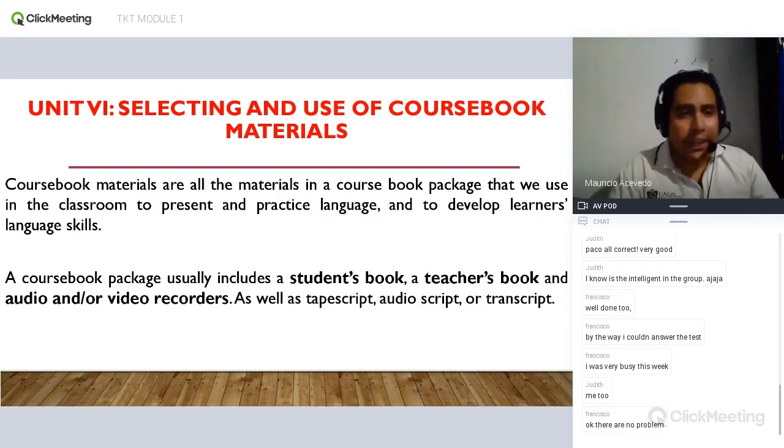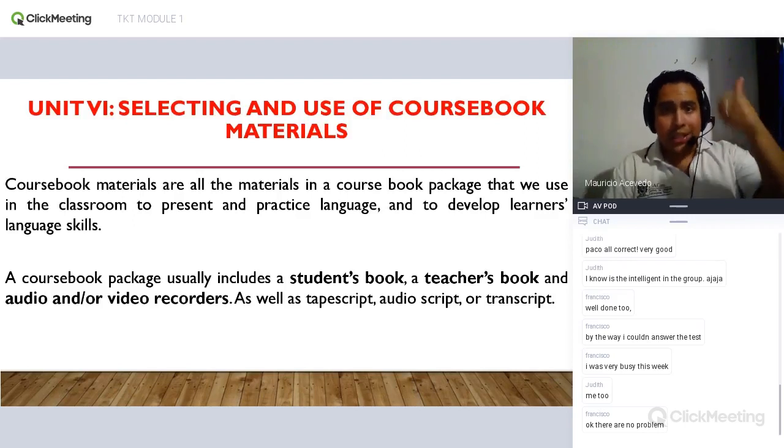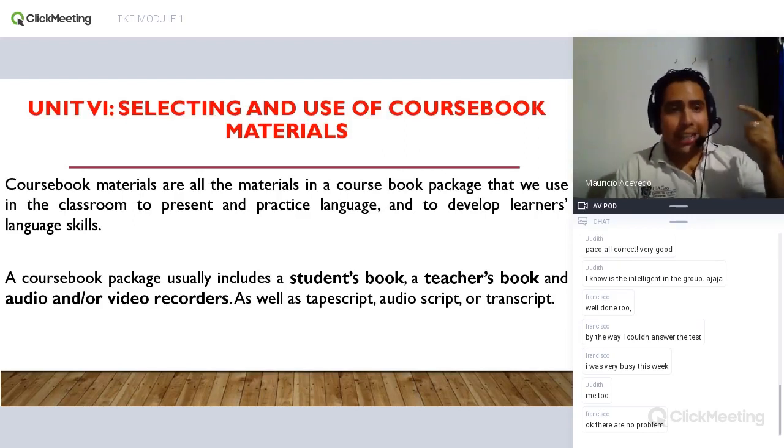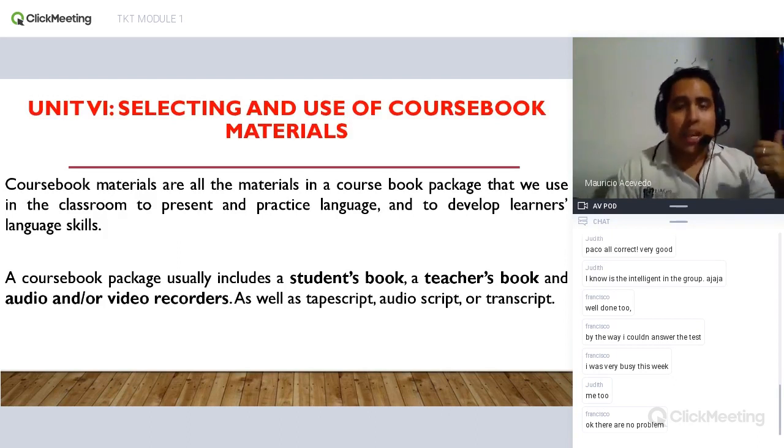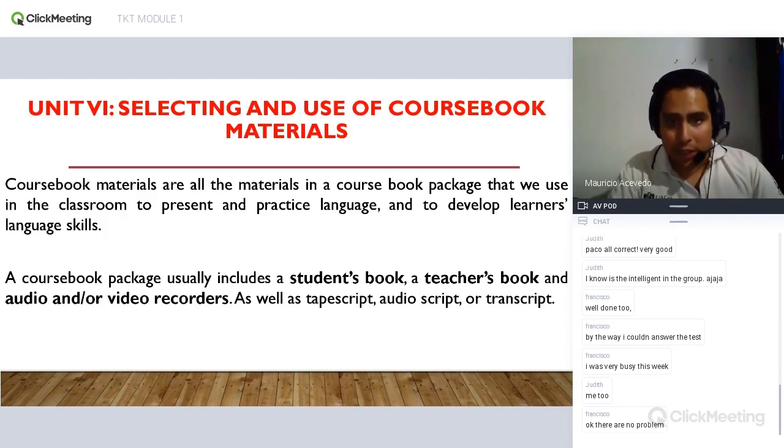Okay, so I'm going to start reading. Coursebook materials are all the materials in a coursebook package that we use in the classroom to present and practice language and to develop learners' language skills. Okay, for example, a coursebook package usually includes a student's book, a teacher's book, and audio and/or video recorders, as well as transcripts, audio script, or transcripts.